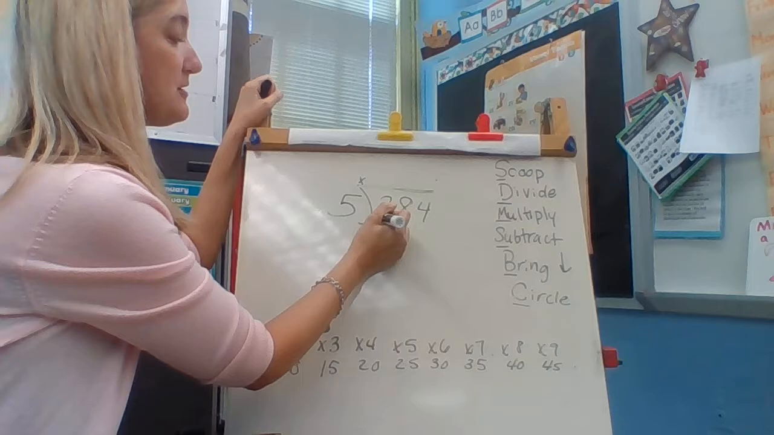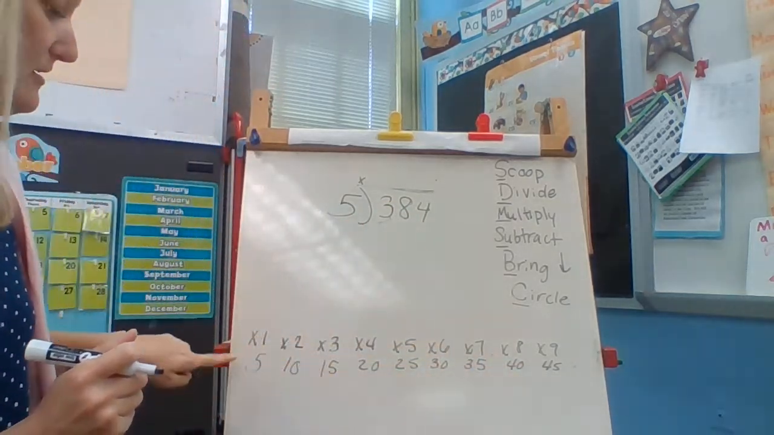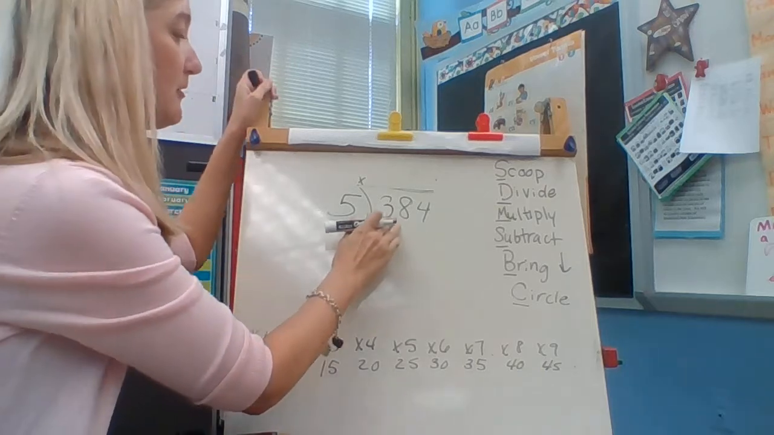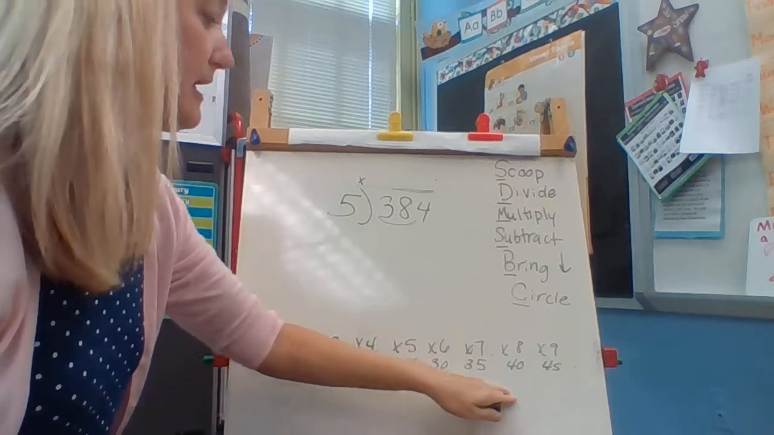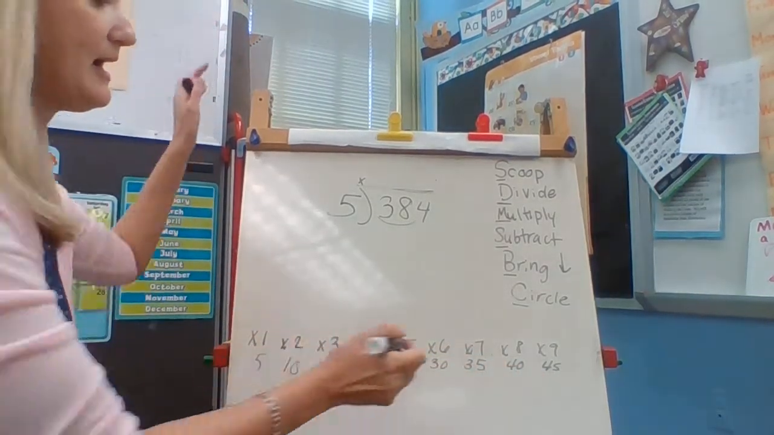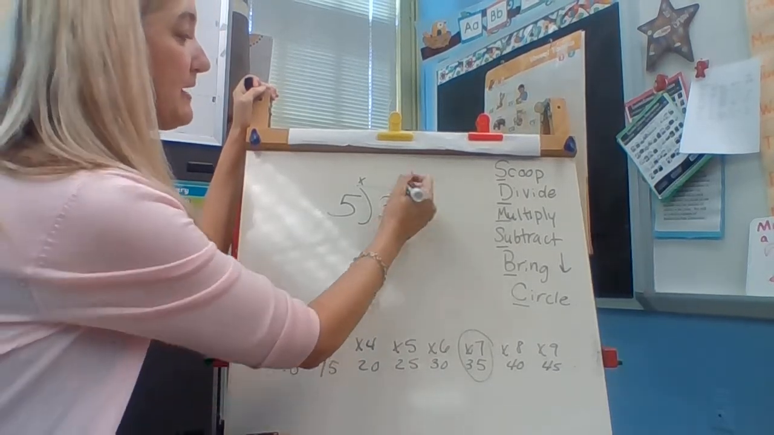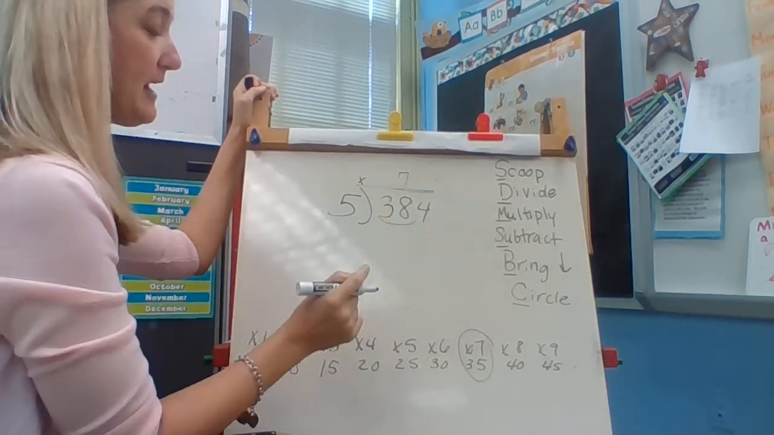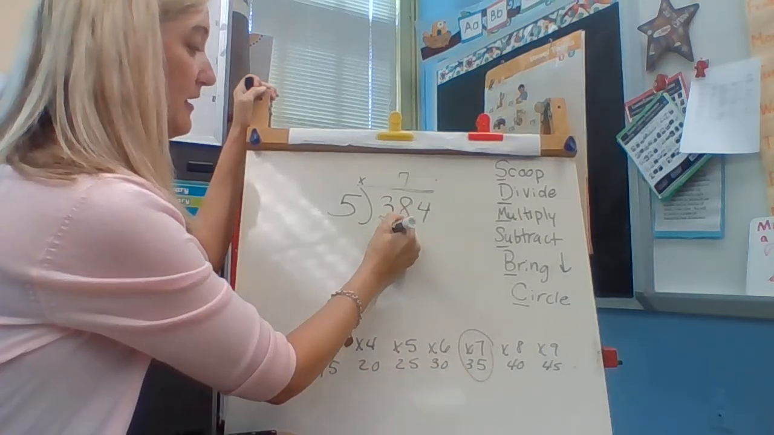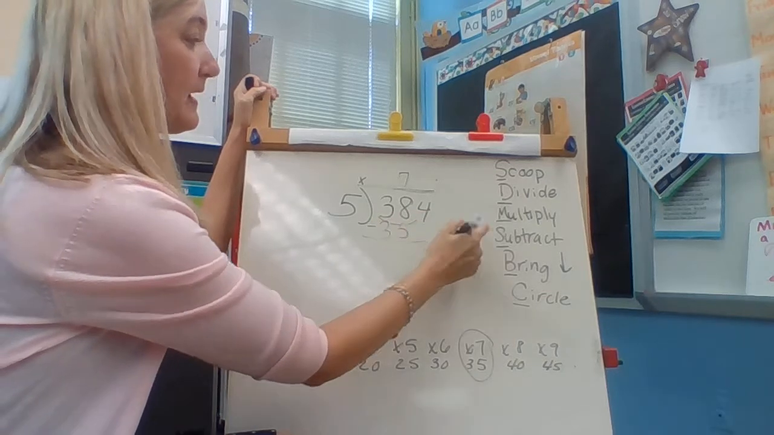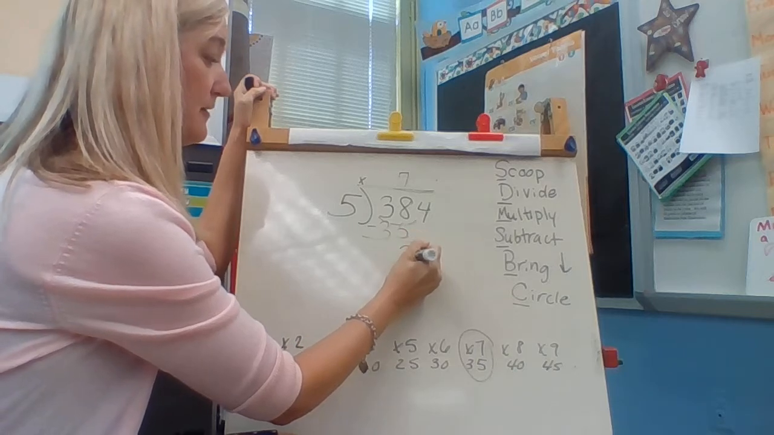The first thing I'm going to do is scoop. Can 5 go into 3 without going over? Come down here. We've already gone over. So I'm going to look at 38. Can 5 go into 38 without going over? Aha, I see it: 7. I've been working with the number 38, so my 7 goes on top of the 38. I don't necessarily have to multiply because I've already done it. 35. Now I subtract. 38 minus 35, I know, is 3.